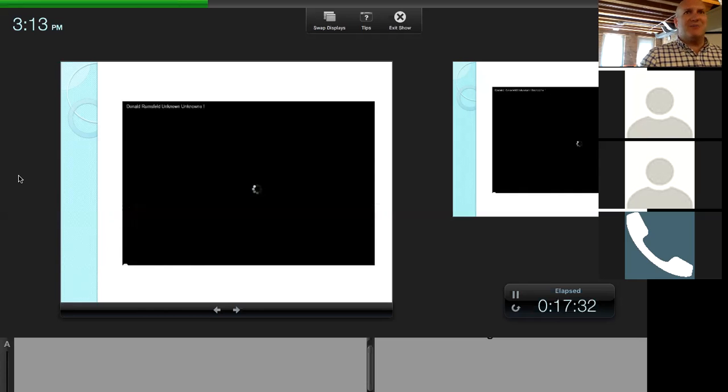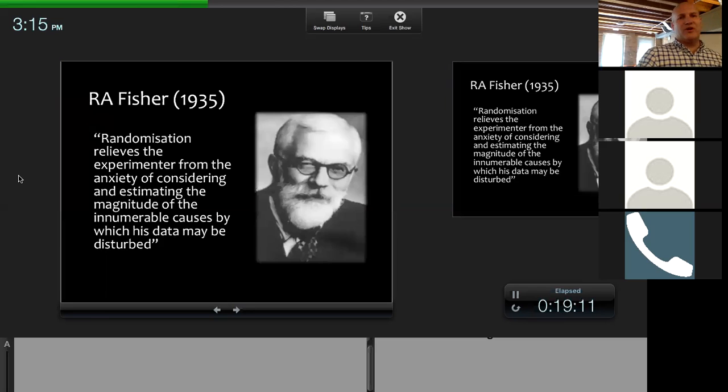But if I randomly allocate them, and it's a truly random process, then I can be confident at the end that those groups will be balanced on the known knowns, the known unknowns, and the unknown unknowns. And it's on that basis that we use RCTs to draw causal inference about why treatments actually caused the effects, and why we can't do that with that confidence with other designs.